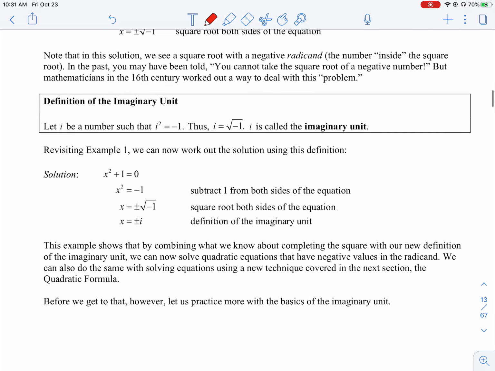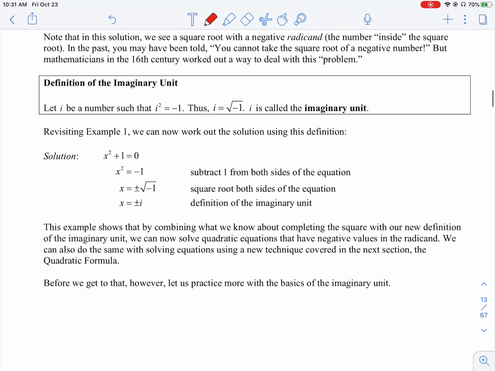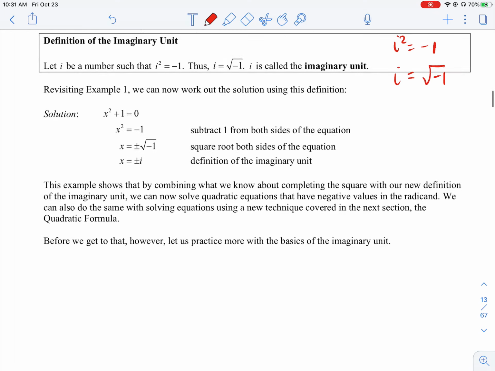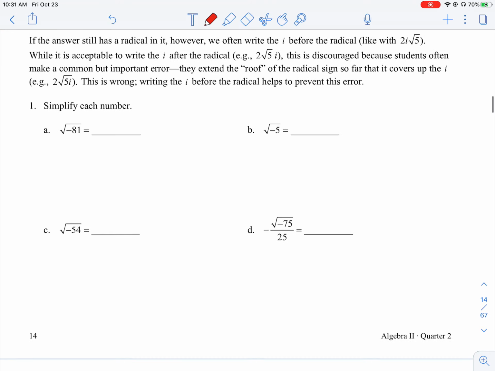Now, the definition of the imaginary unit is in here. Let i be a number such that i squared is equal to negative 1. So i squared is equal to negative 1. And if i squared is equal to negative 1, that means the square root of negative 1 is i. That makes sense? And so every time I see a square root of negative 1, I'll treat that as an i. How does that work? Let's try a couple of examples here.